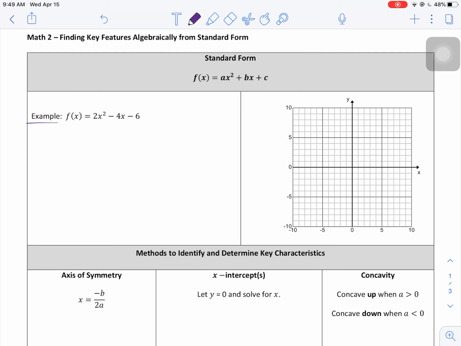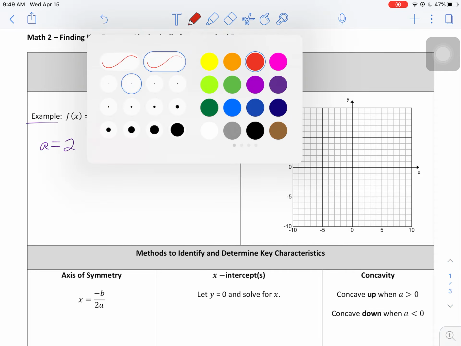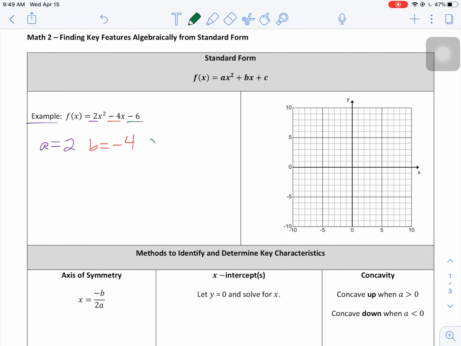the whole time. A is the number in front of the x squared term, so a is 2. B is the number in front of the x term, so b is negative 4. C is the constant in the back, so c is negative 6. We're going to use those values throughout this lesson.